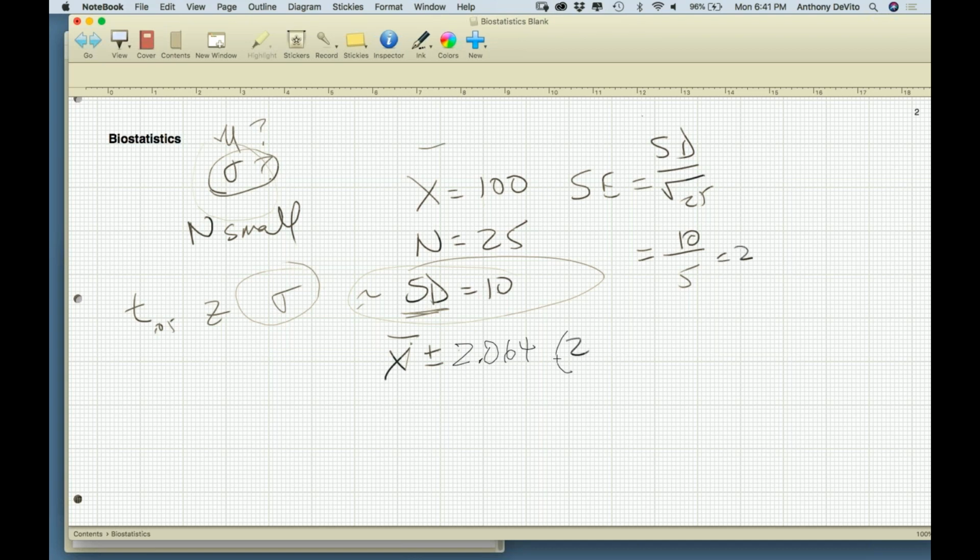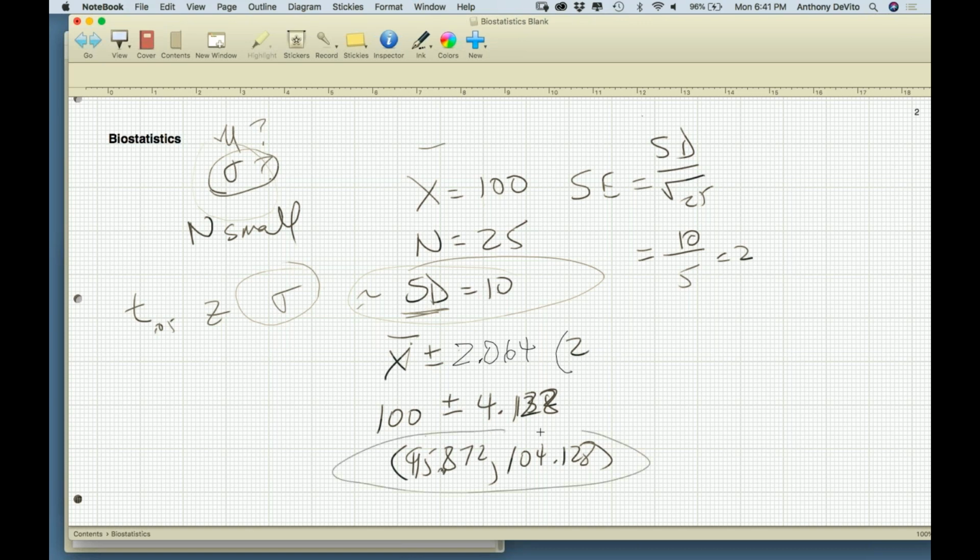So our 95% confidence interval is going to be 100 plus or minus 4.128. So that's going to be equal to 104.128, and on this side, it's going to be equal to 95.872.